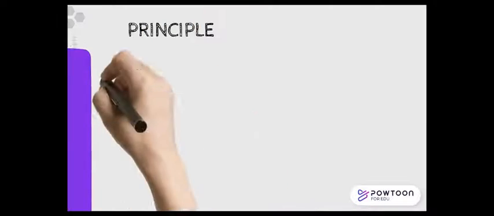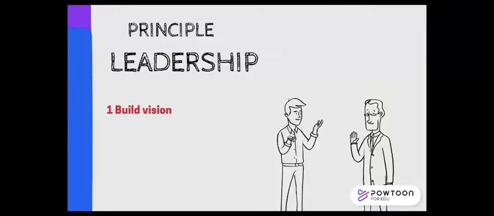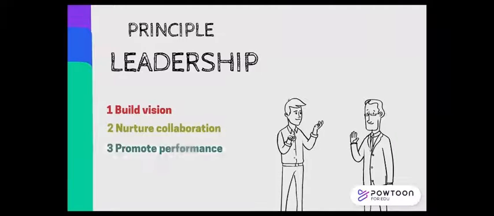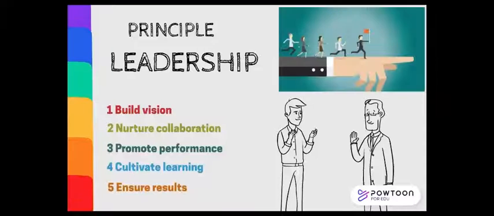To be successful in quality management, organizations need effective leaders: build a vision, sharing a common vision, and having the same understanding about key factors in the success of a project and team. Nurture collaboration. Project success is not about individual accomplishment, so active team collaboration is crucial. Promote performance. As a leader, it is your responsibility to create an environment that promotes performance on both individual and team level, cultivate learning, and ensure results.